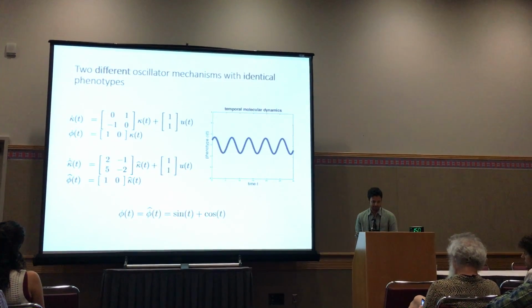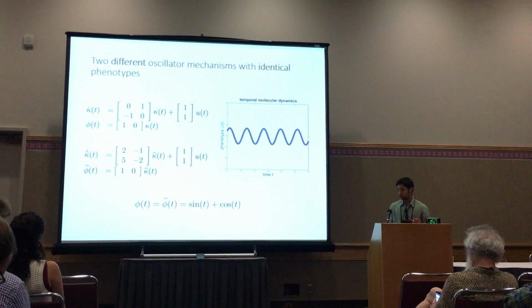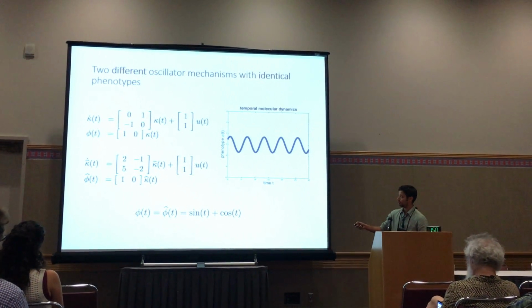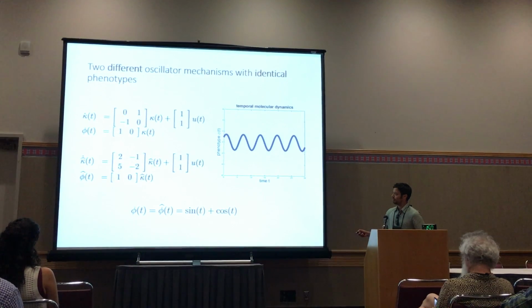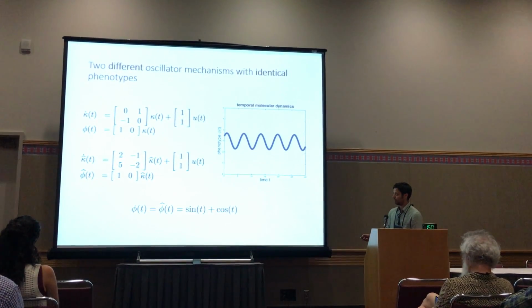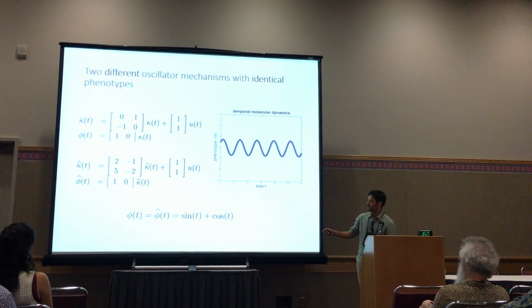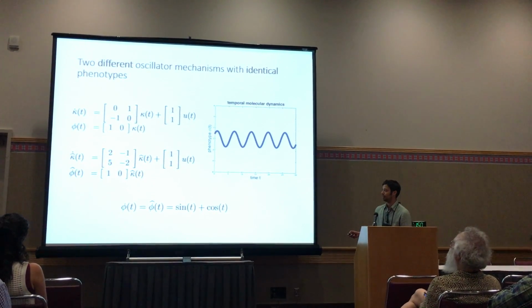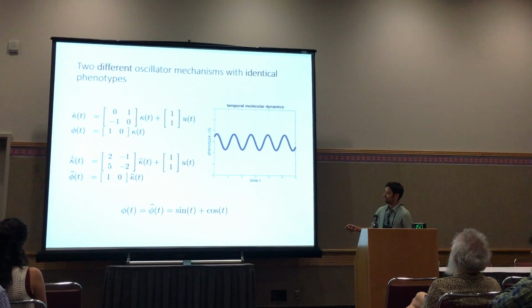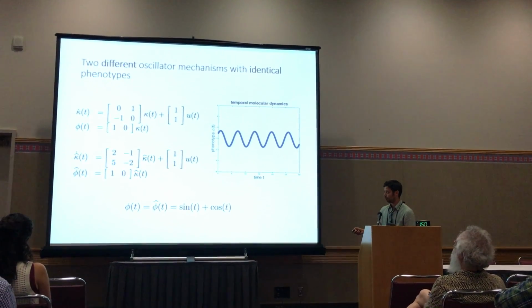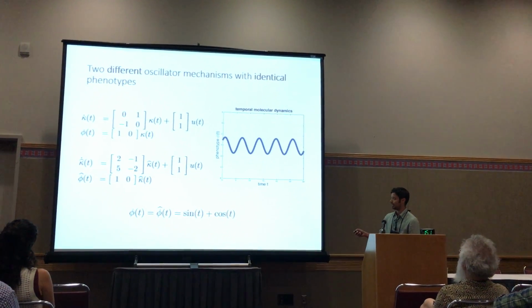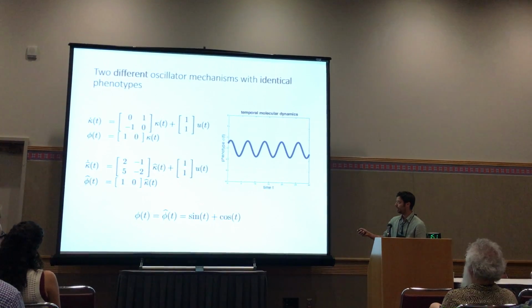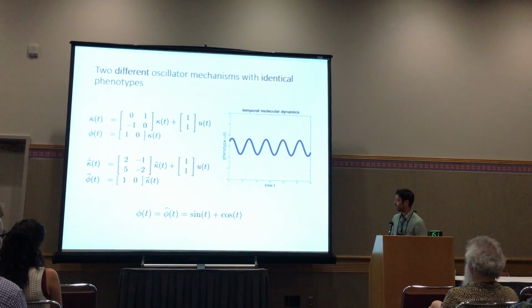So, back to the example from before, the two-gene oscillating network. Above is the one I just showed you before. Down below is another gene network. The input and outputs are the same. This network, instead of being 0, 1, negative 1, 0, is wired at 2, negative 1, 5, and negative 2. Despite this gene network being wired in a totally different way, its phenotype, its output, is exactly the same as the other system pictured above. It oscillates in the exact same way with time.